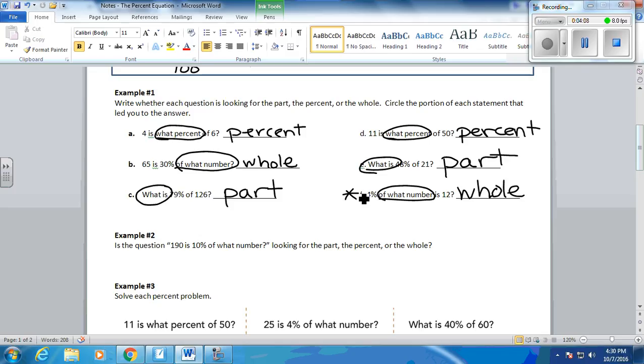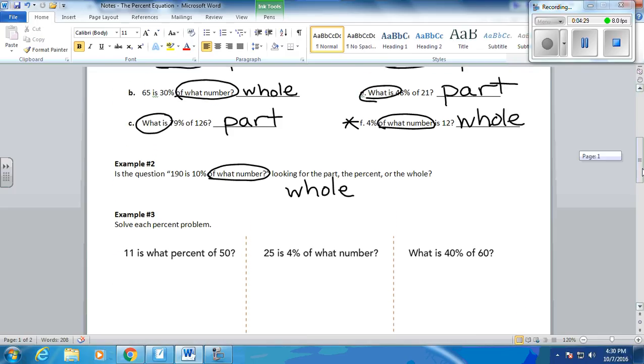Question number 2, same thing. It's a question: 190 is 10% of what number, looking for the part, the percent, or the whole. Since it says of what number, I would be looking for the whole. Hope you all just said that out loud as I was answering it.